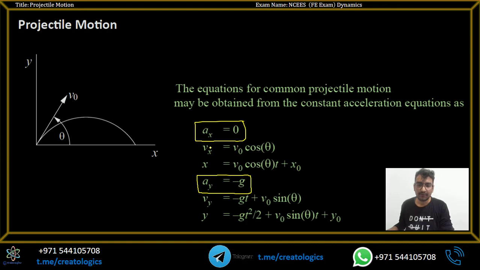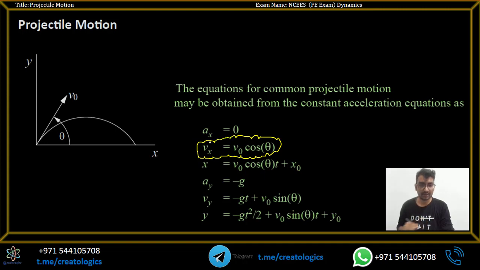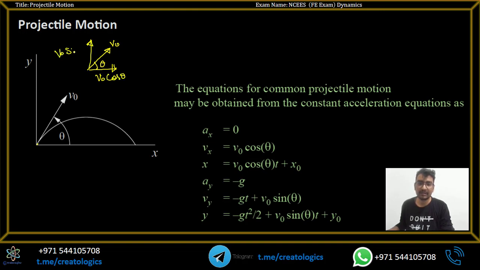Now, next is Vx, which is the velocity component in the horizontal direction, which is V naught cos theta. If you have a body, this is your V vector, as I said. The vertical and horizontal components you need to know, right? So if this is the V vector, V naught, and theta is the angle, the horizontal component of the velocity will be V naught cosine theta, and the vertical component will be V naught sine theta. So here are the vertical as well as the horizontal components, right?